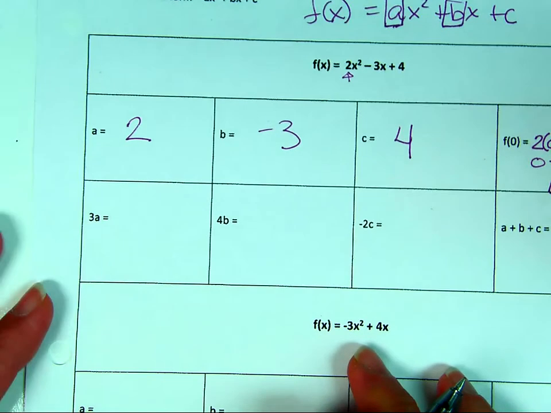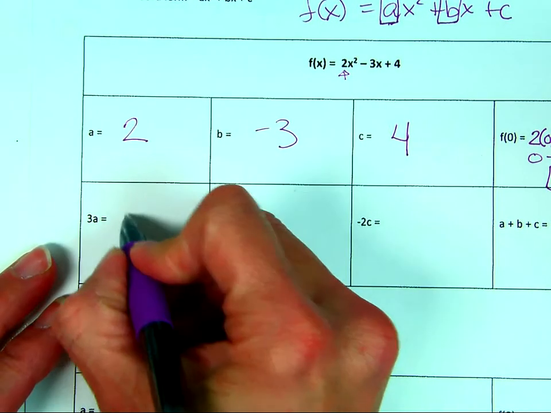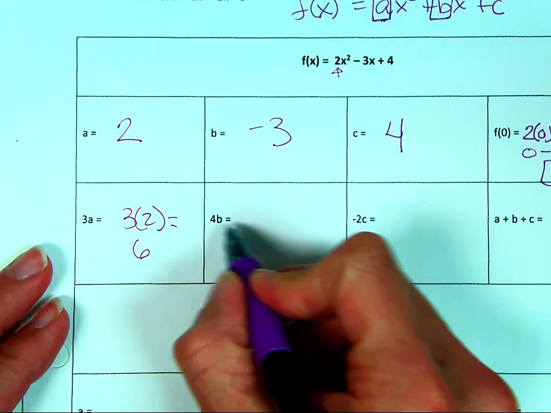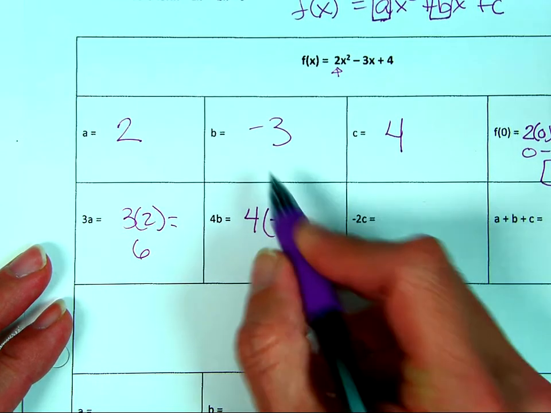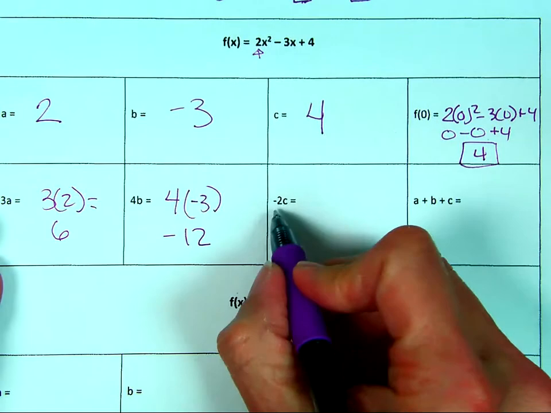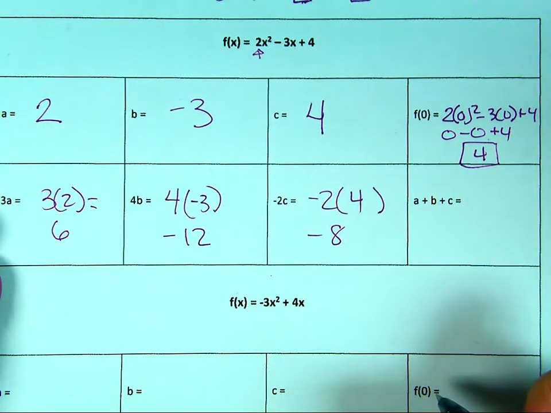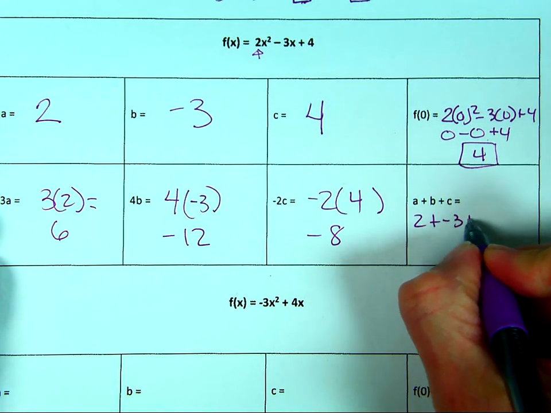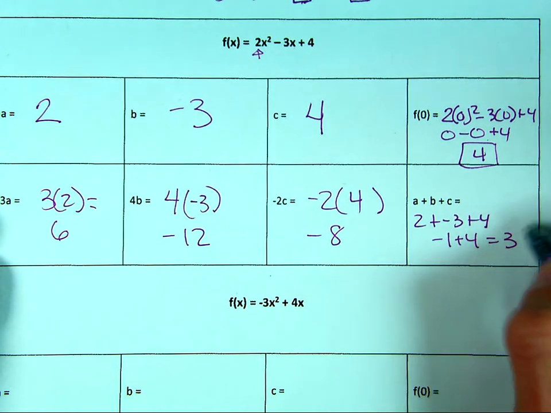Alrighty, 3a. That just means 3 times whatever a was. Well, what is a? 2. So that means 3 times 2, so that's 6. 4b. That's 4 times whatever b was. Well, in this particular problem, b is negative 3. So we know that that's negative 12. Negative 2 times whatever c is, which is 4. So that's negative 8. And then it says, what's a plus b plus c? Well, that's 2 plus negative 3 plus 4, and 2 plus negative 3 is negative 1, plus 4 is 3.